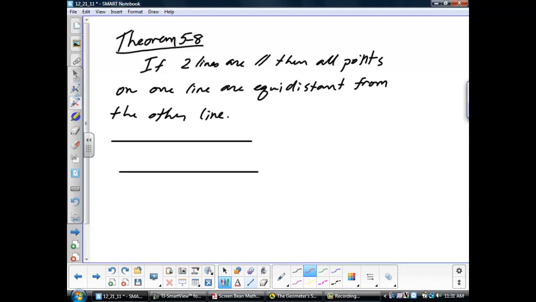All points on one line are equidistant from the other line. So with 2 points on this line, my job is to say that these 2 points that are on line T are both the same distance from line L. That's what I need to show. The way you measure the distance from a point to a line is with a perpendicular segment. So we are going to construct perpendicular segments.